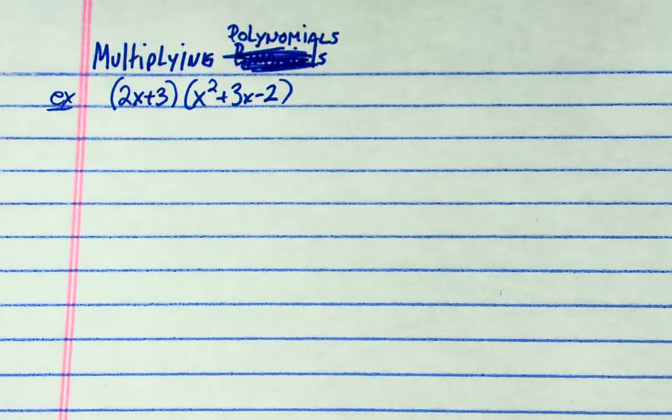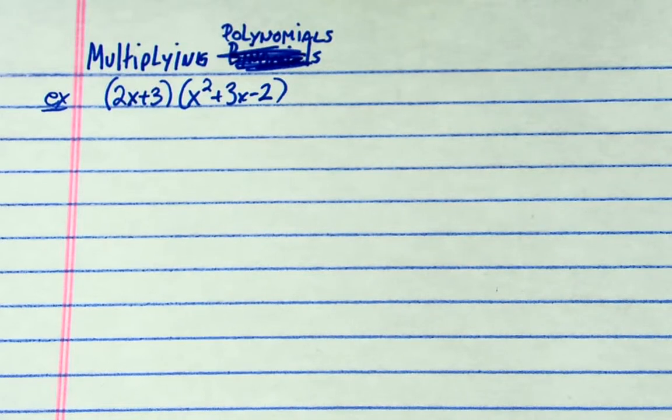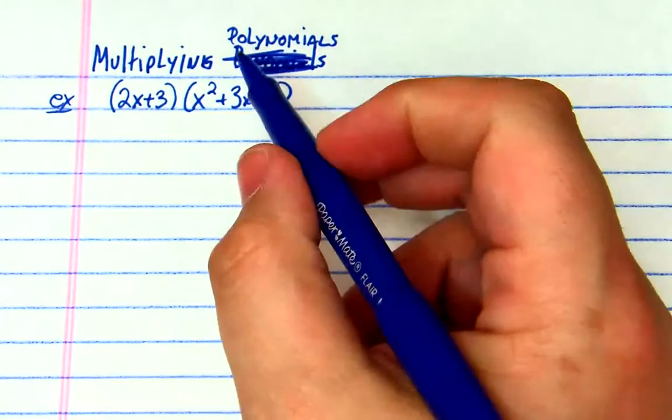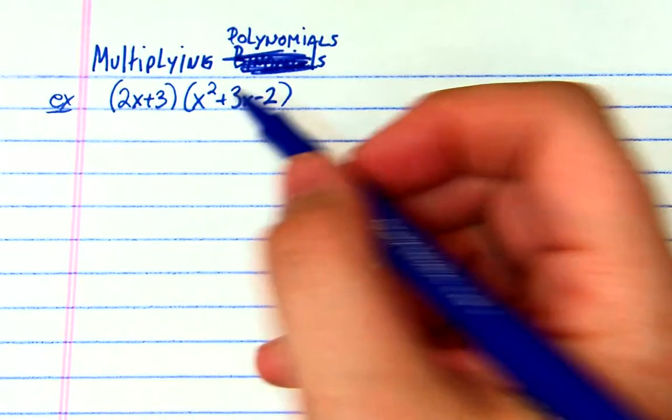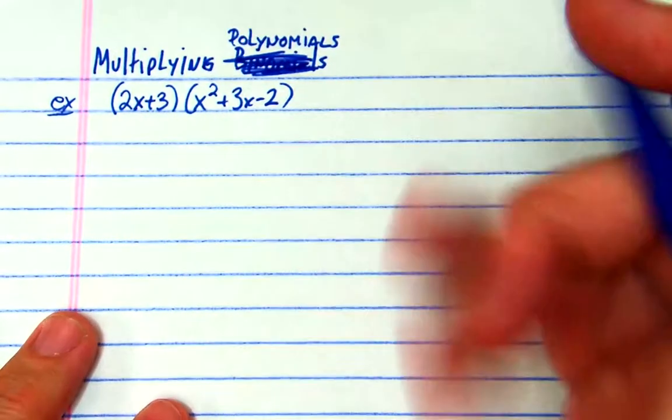Hello gang, welcome back. As you can see, I kind of messed up the title, but I didn't rewrite it. I'm going to do a series of 3 different multiplying polynomials examples, highlighting the 3 different methods.